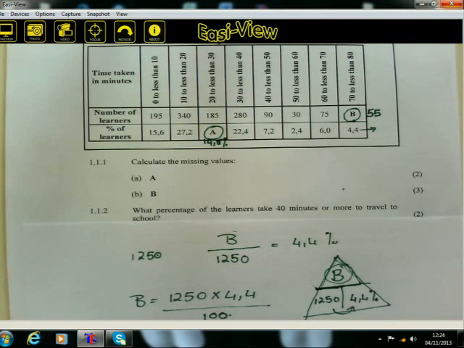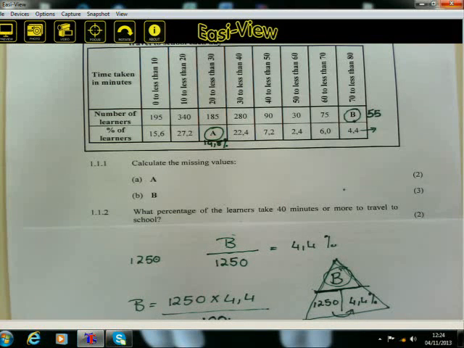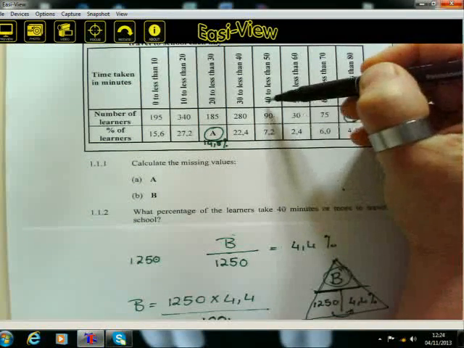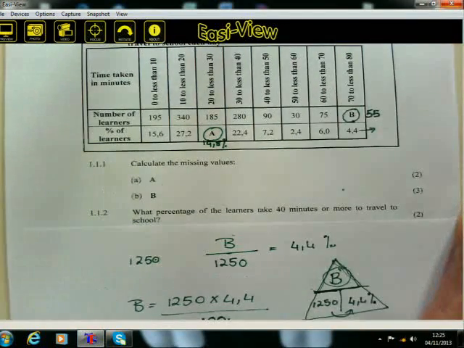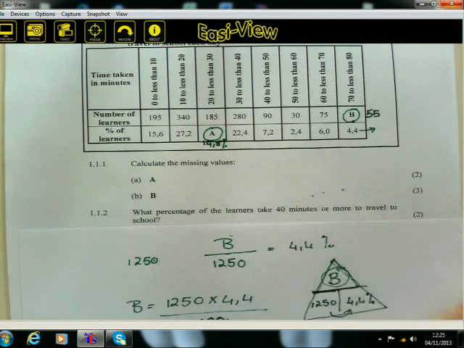Let us look at 1.1.2. What percentage of learners take 40 minutes or more to travel to school? Many learners will go here and just look 40 to less than 50. But this question did not say here take 40 minutes to less than 50. This question talked about 40 minutes overall.